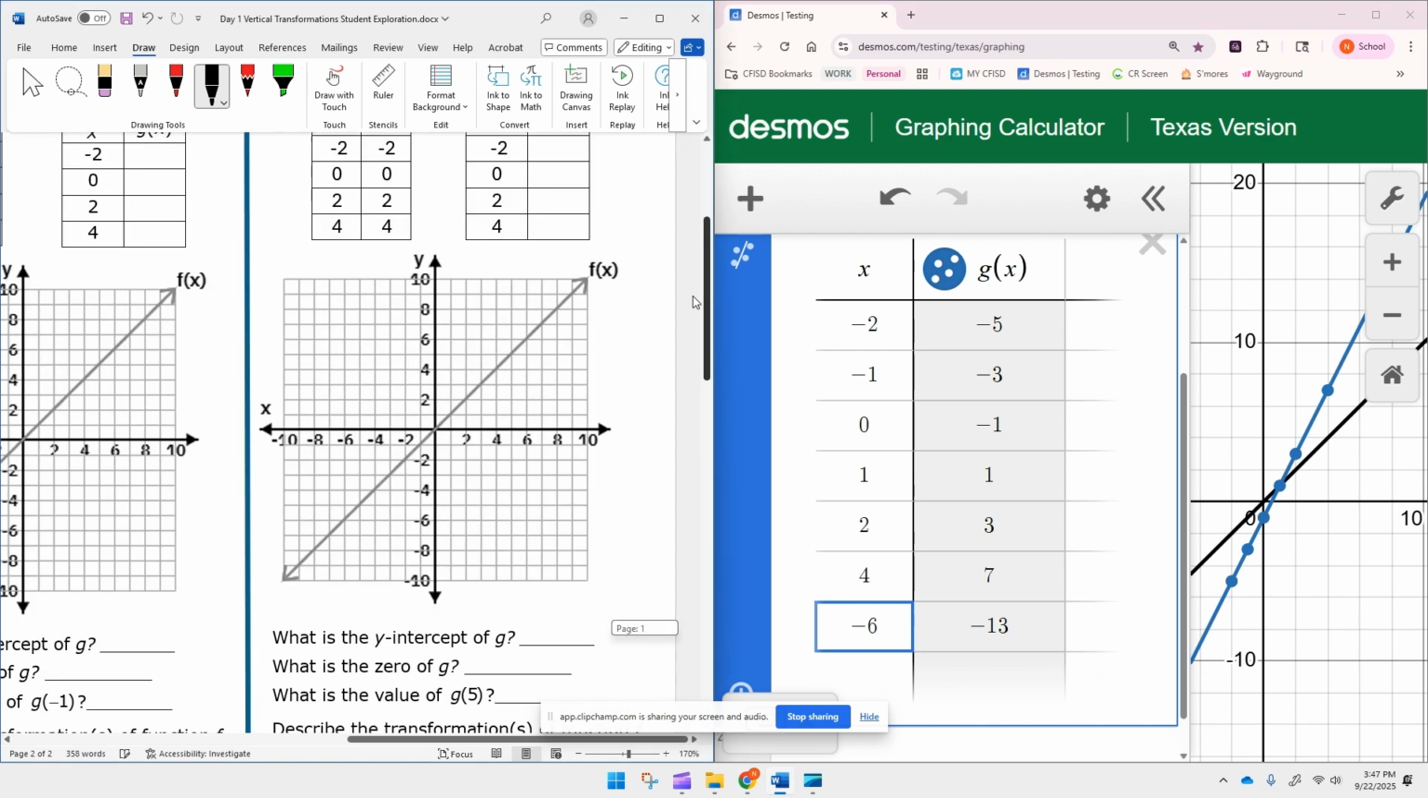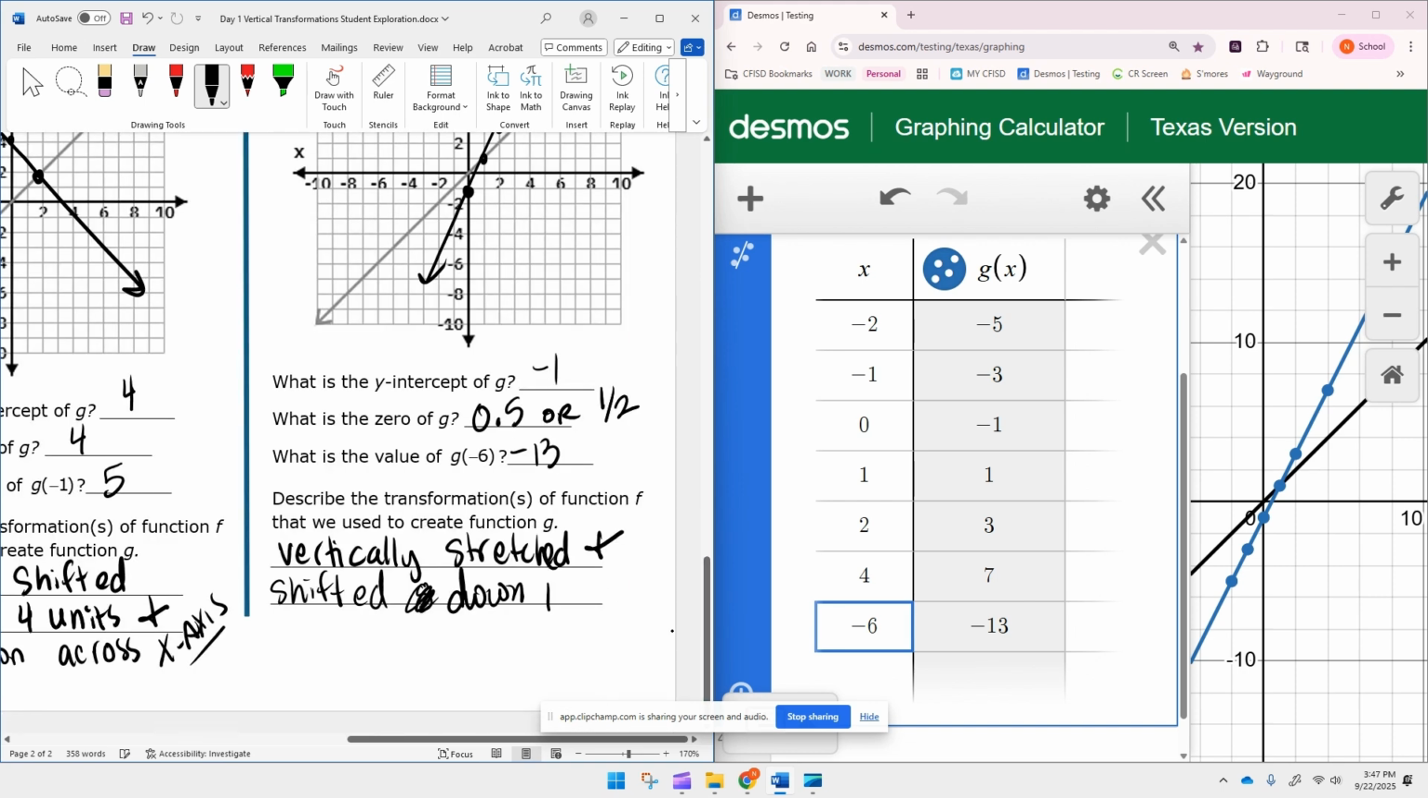And that concludes the lesson for vertical transformations. Again, you can replay this video and watch it and see if you can figure it out. But it's pretty straightforward for the vertical transformation and the positions on how they are.